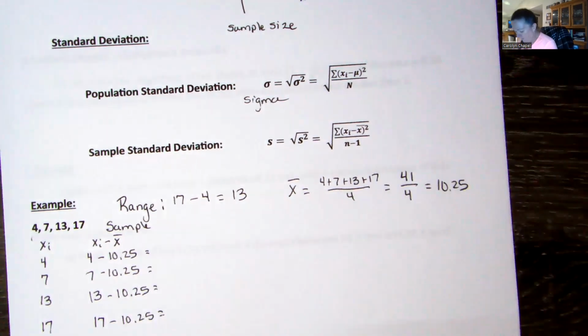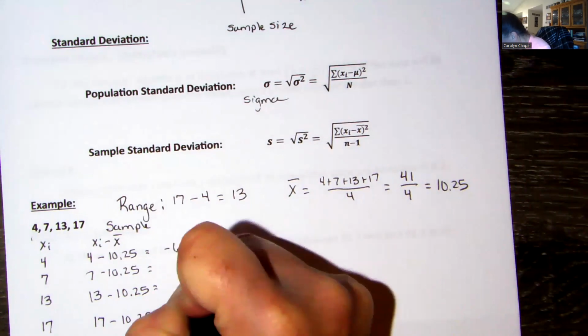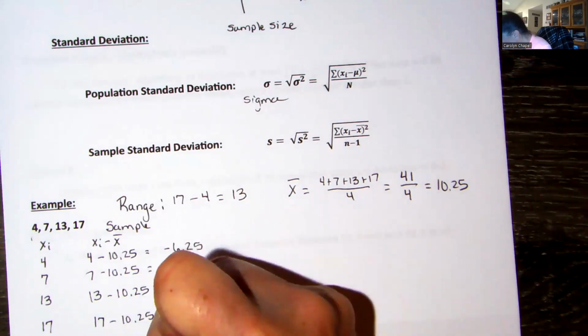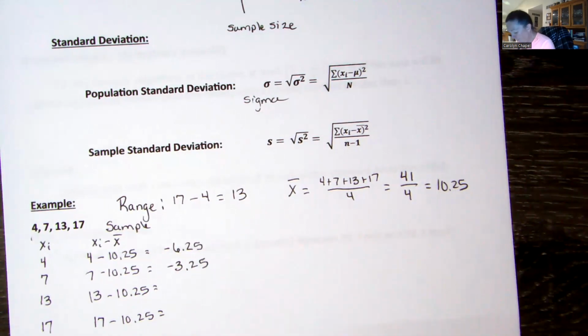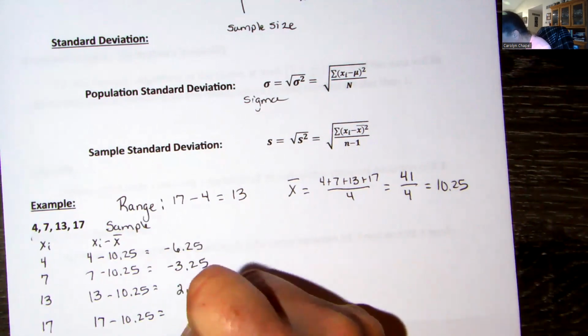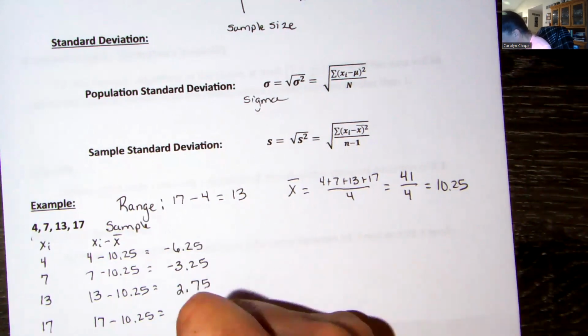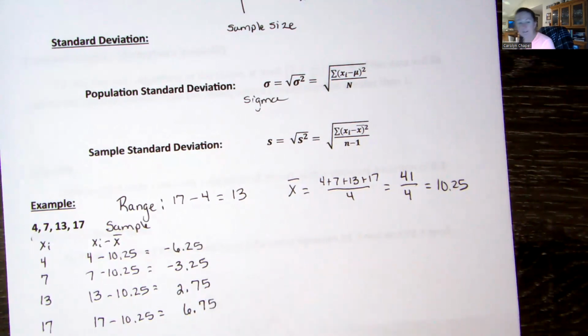So if I take 4 minus 10.25, I come up with a negative 6.25. If I do this subtraction, I get a negative 3.25. Here I get 2.75. If I do this subtracting, I would get 6.75.